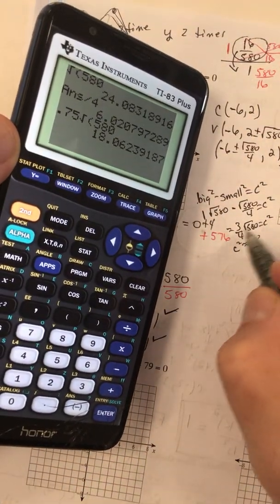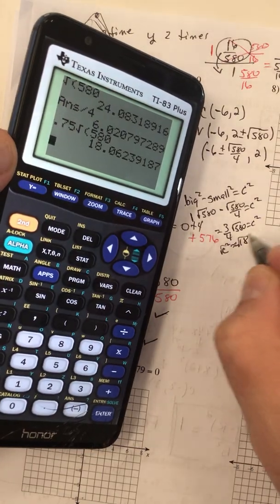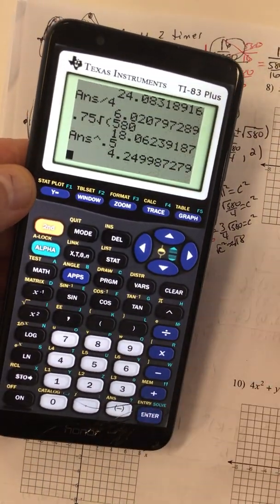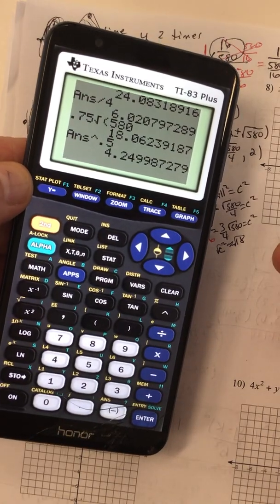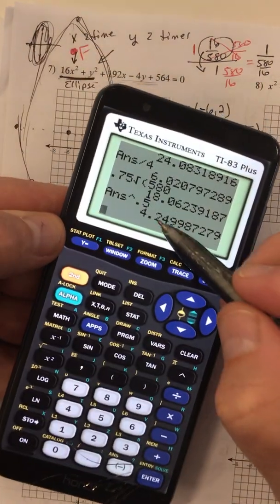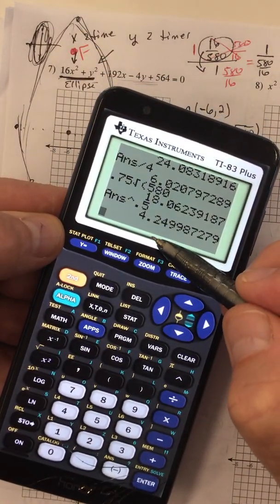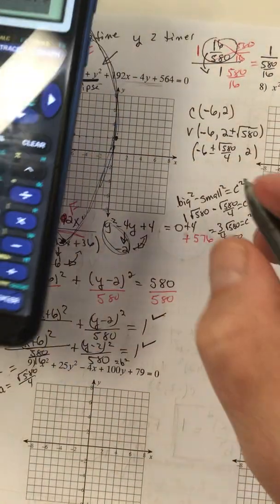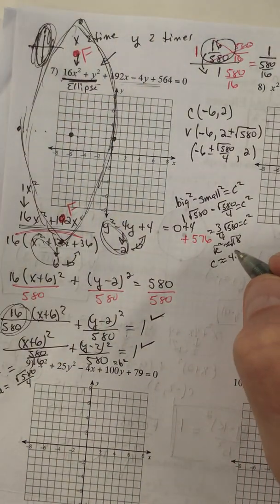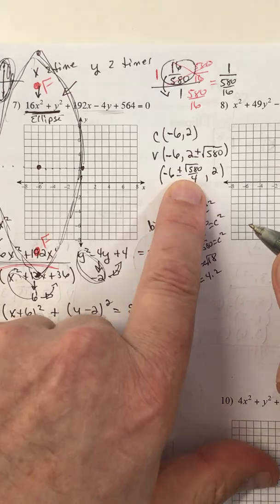Okay, so c squared is right around 18, and I want to square root both of those. So I'll take that to the power of 1/2. So it's right around 4.2-ish. Okay, let's go ahead and go decimals with some of that. So let's just call it 4.2. So c is approximately 4.2. I probably will let you do that here also.